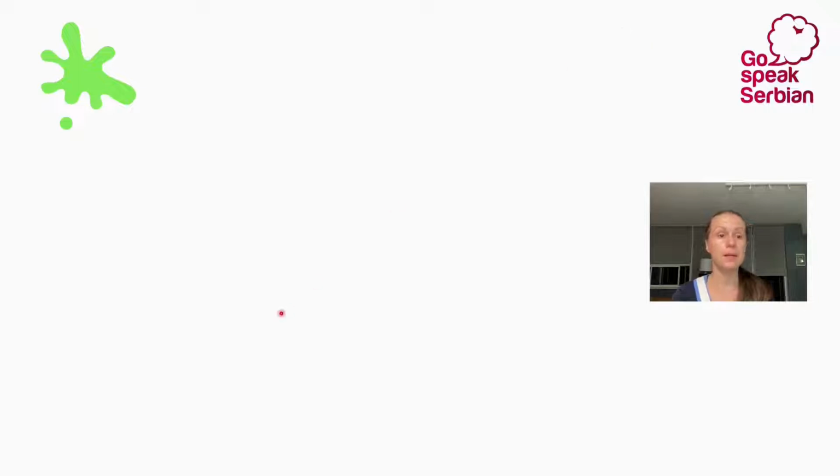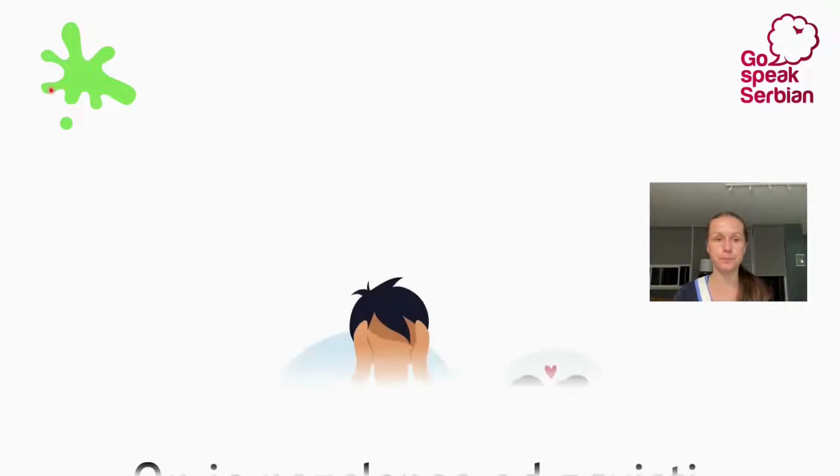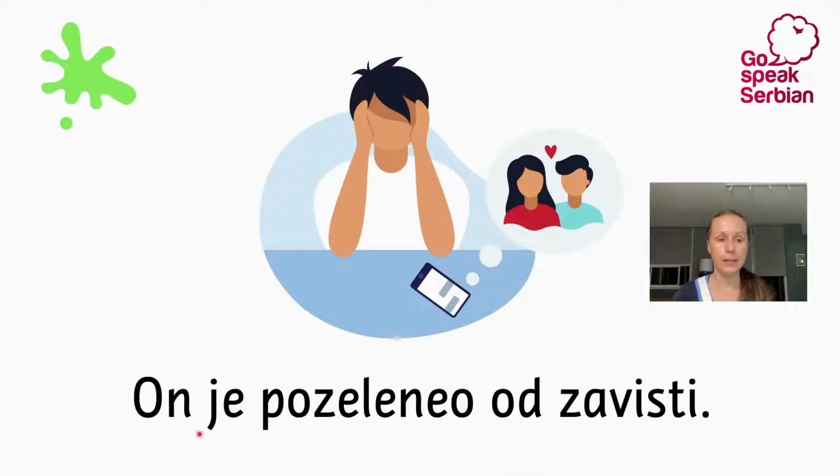Primer sa zelenom bojom. On je pozeleneo od zavisti. He turned green with envy. Pozeleneti is a verb that contains the adjective zelen, green, in it. We say in Serbian that somebody turned green with envy when they became very envious. On je pozeleneo od zavisti.